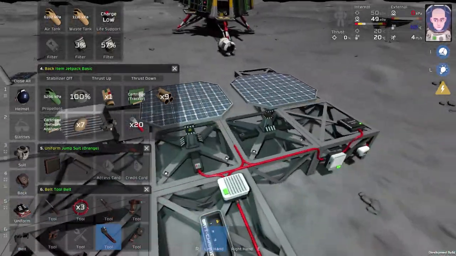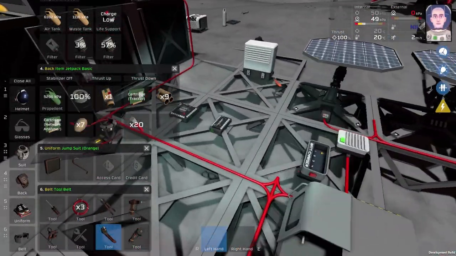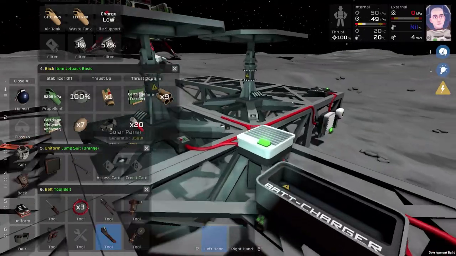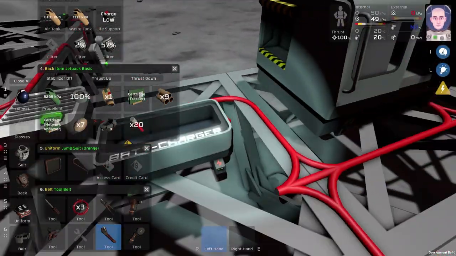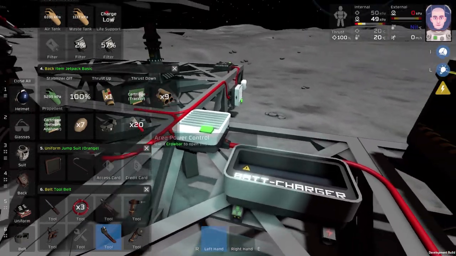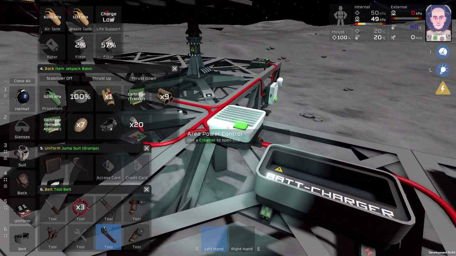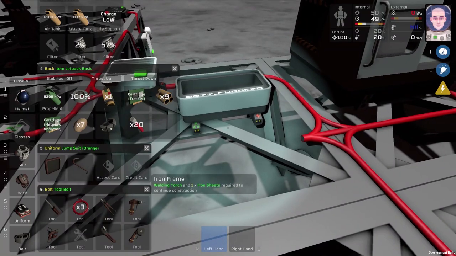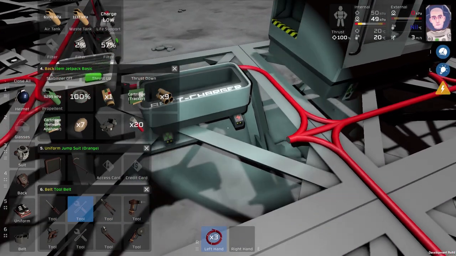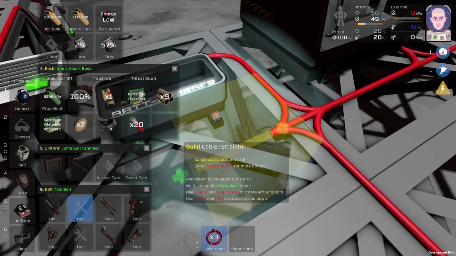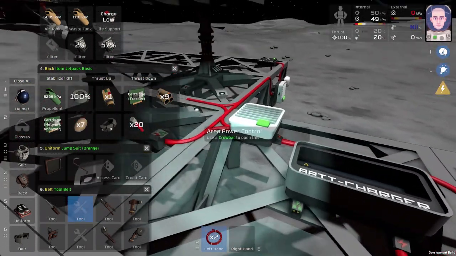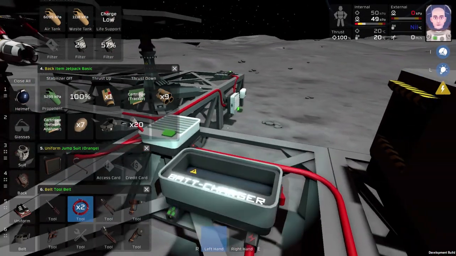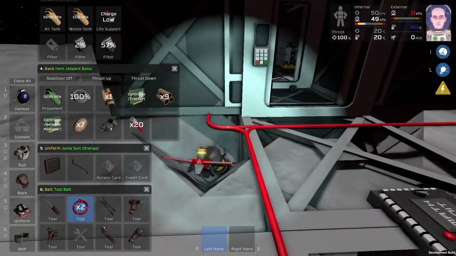Something else that we're going to have to do, because I hijacked the power to support that system, is consider that our main power grid is only this. So when it comes to us charging batteries and stuff, it probably makes sense to replug this thing in so we have that option available to us. So we'll do that. We'll plug a couple of batteries in there.